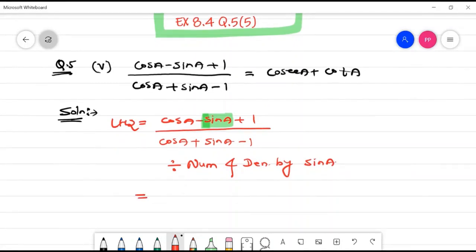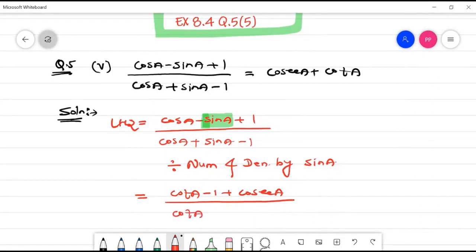If we do this, then what we'll get: dividing cos A by sin A, we get cot A, minus sin A by sin A is 1, and 1 upon sin A becomes cosec A. Similarly, in the denominator, we get cos A by sin A is cot A, plus sin A by sin A is 1, and minus 1 upon sin A is cosec A.